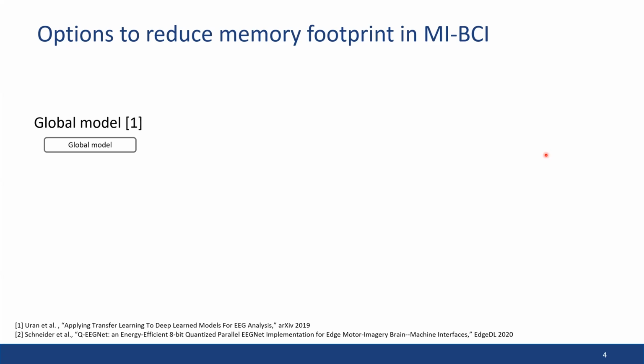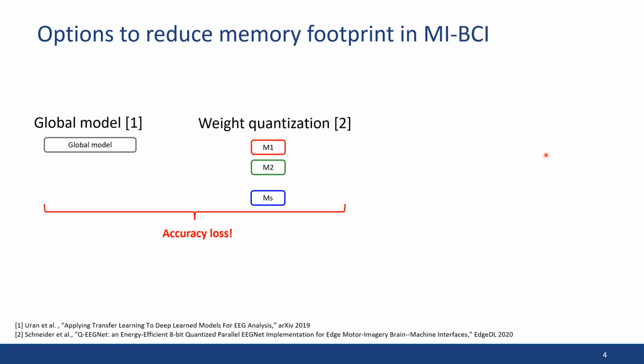One option would be to just use one global model for all of the subjects. Another way is to reduce the precision of our model weights. So we can, for example, use 8-bit fixed point instead of 32-bit floating point weights. However, both using the global model and doing weight quantization have been shown to yield lower classification accuracy.